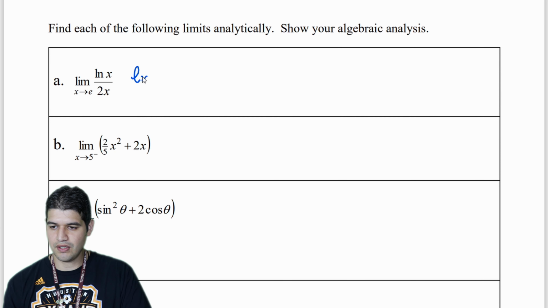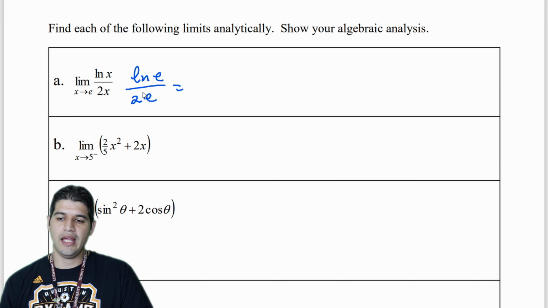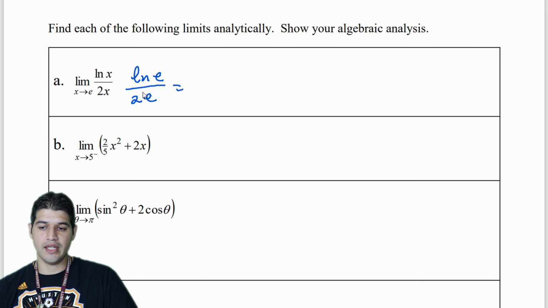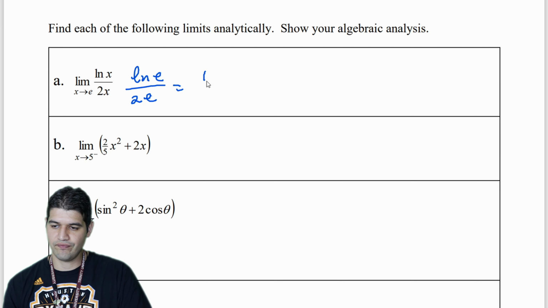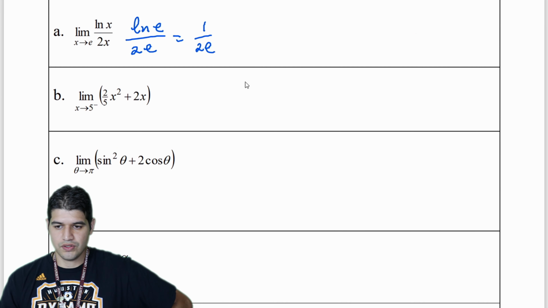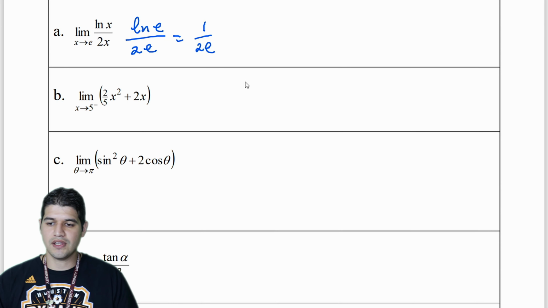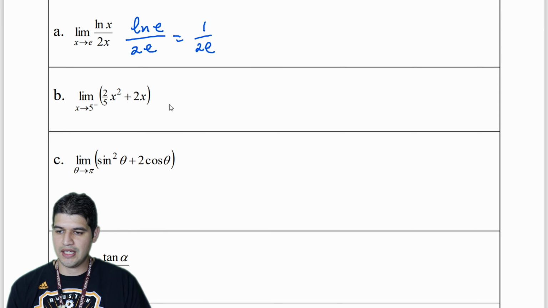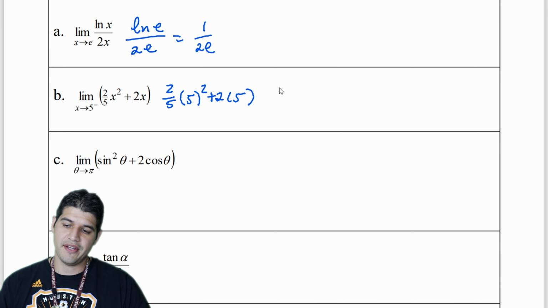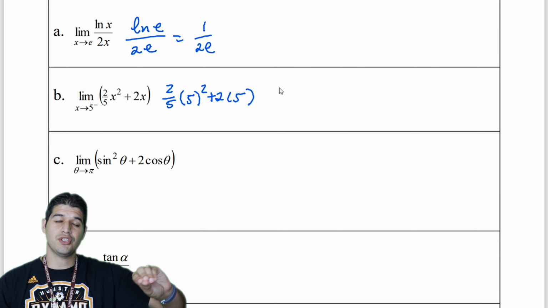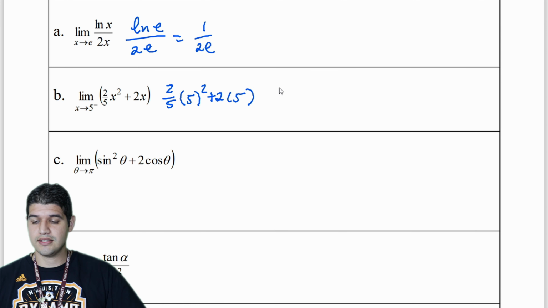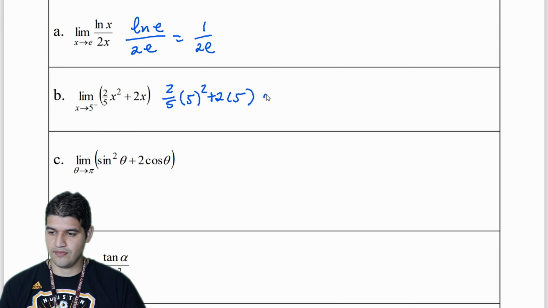All right, so here in our first problem, I'm going to substitute in e. So I'm going to get the natural log of e over 2 times e, so 2e. And the natural log of e is 1, so I get 1 over 2e. So now I've got 5 from the left side, so all I have to do is substitute that in. So 2 over 5, and then 5 squared plus 2 times 5. 5 squared is 25. 25 divided by 5 times 2 is 10. 10 plus 10 is going to get me 20.